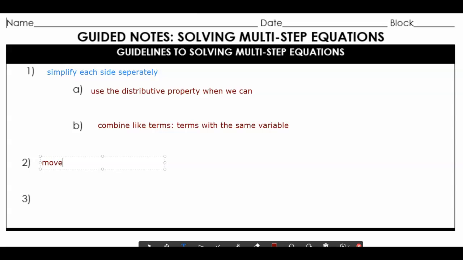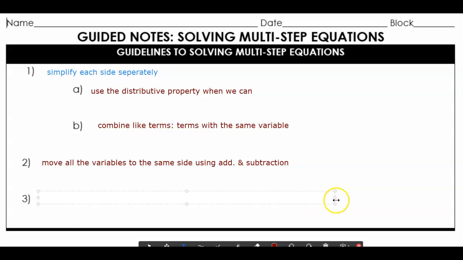Second, once I simplify each side separately, I want to move all the variables to the same side using addition and subtraction. After I do that, I want to isolate the variable using multiplication and division. Let's go ahead and take a second to pause this screen and write those things down.